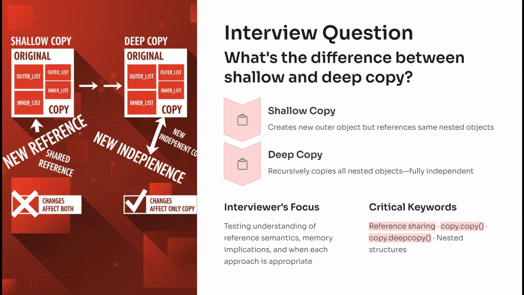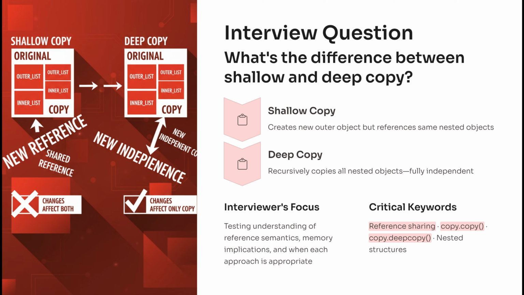Here's a question that sounds simple but often trips up even experienced Python developers. What's the difference between a shallow copy and a deep copy? Now, both of these make copies of objects in Python, but they behave very differently, especially when your data is nested.